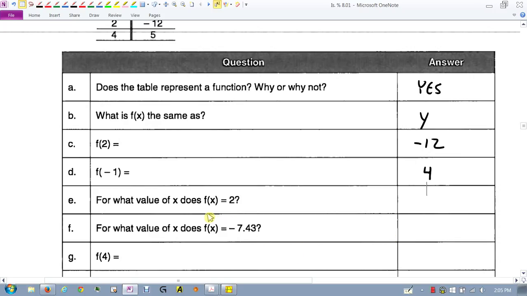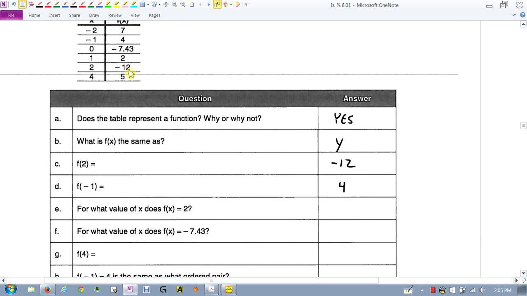For what value of x does f of x equal 2? So this time we're looking on the right side. We're looking for f of x to be 2. That comes from an x value of 1. For what value of x does f of x equal -7? 0. So that comes from an x value of 0. F of 4 is 5.